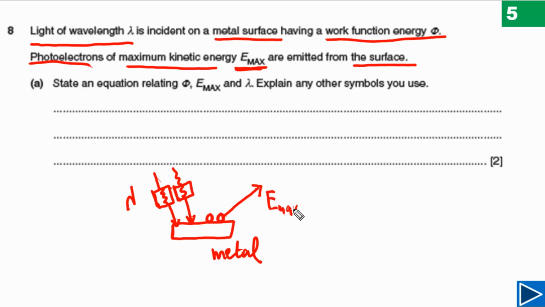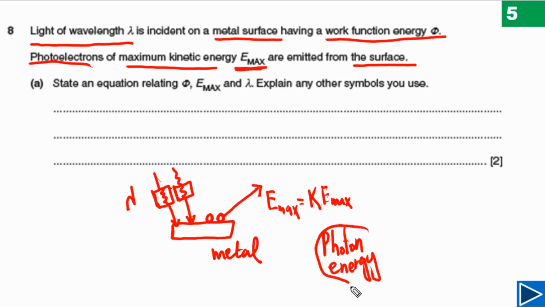In the question, they're using E max. Actually, this is the kinetic energy maximum of photoelectrons. So in this case, let's try to understand in a proper way. First of all, we have a photon. The photon has a certain energy. We can say photon energy.